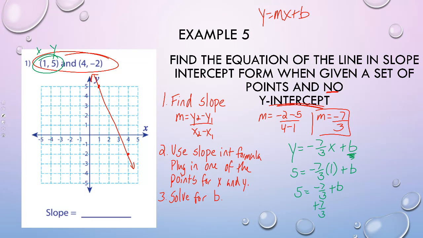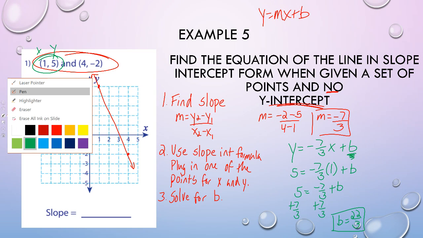Add the 7/3 to both sides. You get either a fraction or a decimal here. You end up getting b, if we do that, is equal to 22 over 3. There is my y-intercept right there. So again, the steps when you don't have the y-intercept is a little bit more challenging because you have to go ahead, find the slope first using your 2 points, then use the slope-intercept formula, plug in one of your points for x and y, and solve for b.